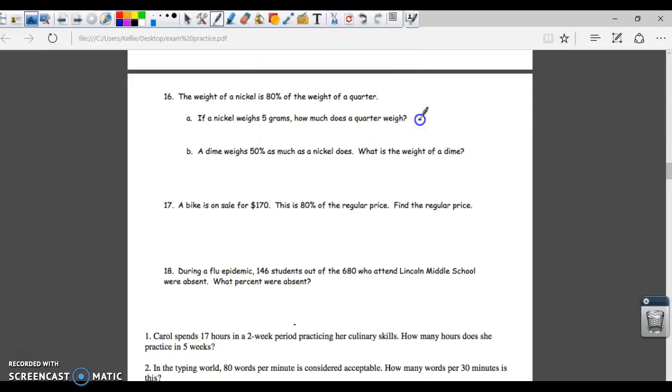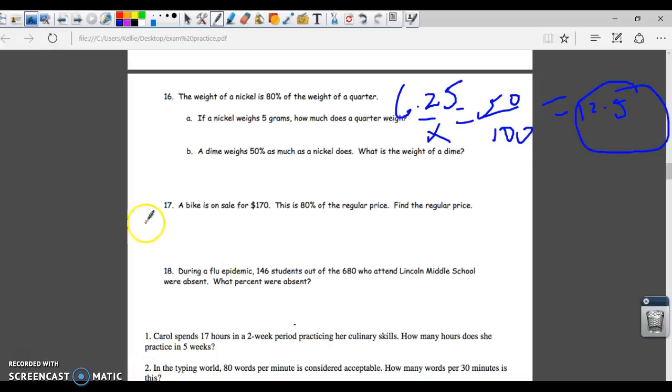Trying the next one. You can still set it up as a proportion. A dime weighs 50% as much as a nickel does. What is the weight of a dime? So now that we know that the nickel is 6.25, your x is now here. So we're going to cross multiply and divide. 6.25 times that 100 and divide that by 50. You get 12.5. So this one answer would be 12.5.